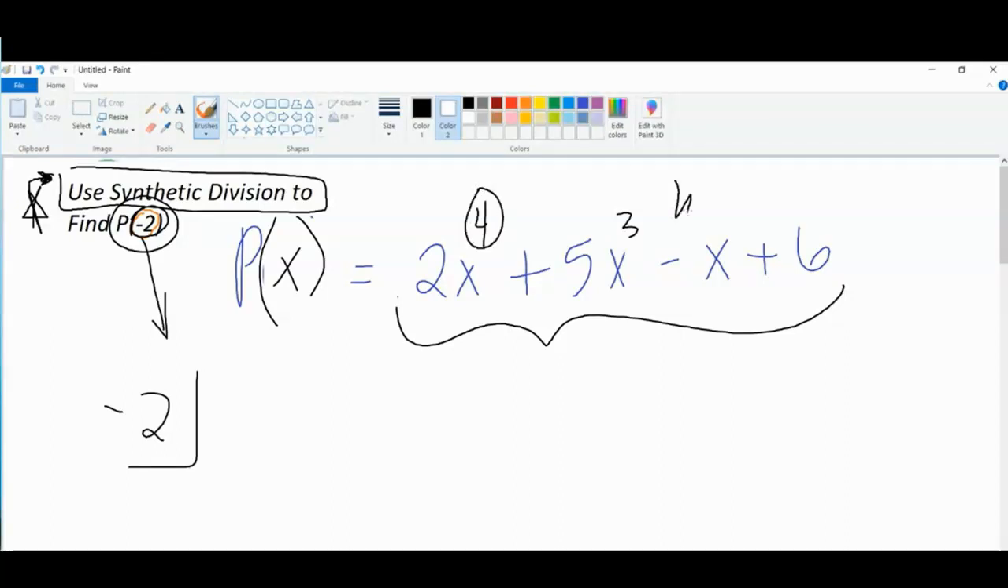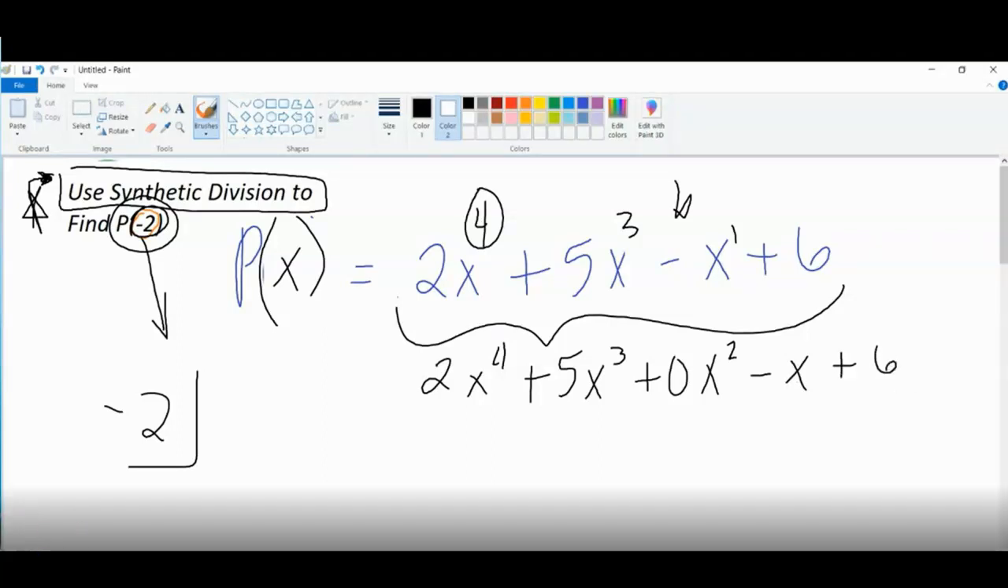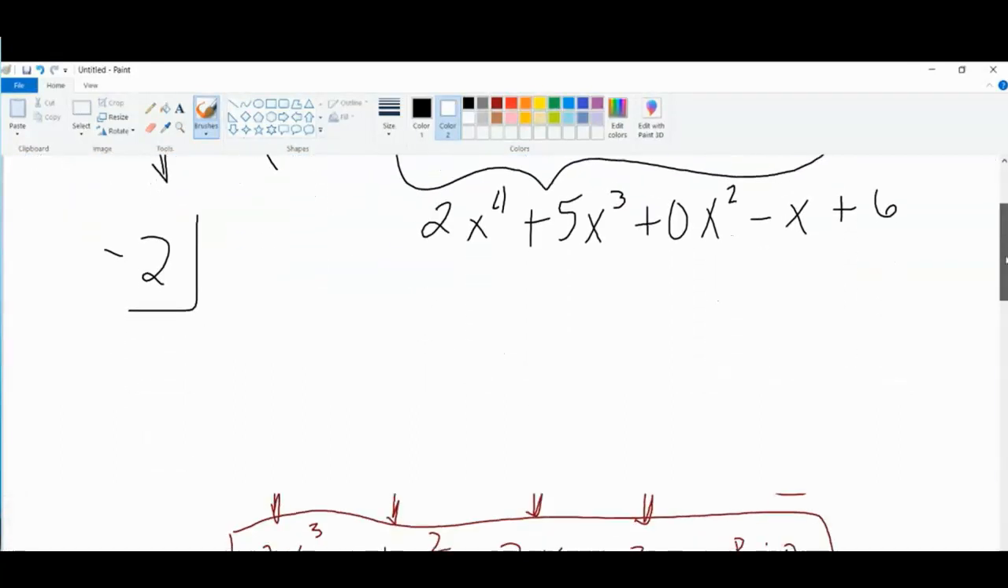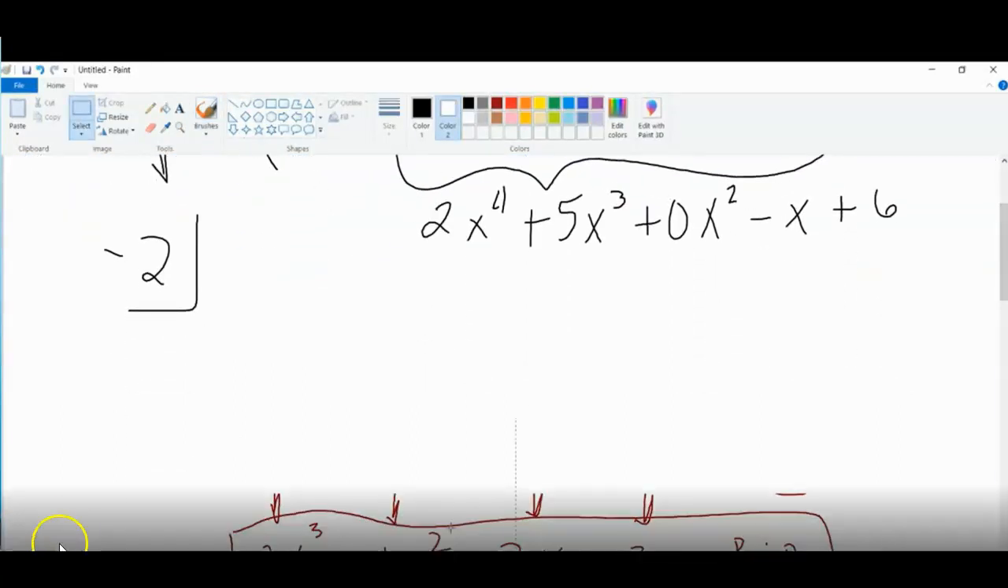Now, what you'll notice is we're missing an x squared term in between the cube and the regular x to the first, right? So rewrite it with that missing term having a 0 coefficient. It needs to be there because we have to have a placeholder when we're doing the synthetic division, okay? All right, so now when we do the synthetic division, let me delete all this.